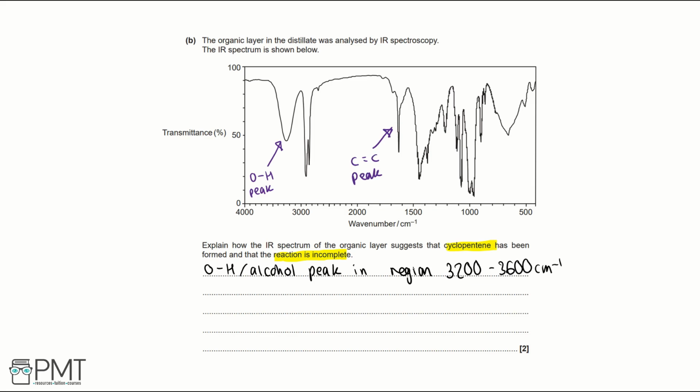If we start to write our second statement, we have our C double bond C, or our alkene peak. And the region that it's in is going to be between 1,620 and 1,680 centimetres to the minus 1. To get the 2 marks for this question, you get a mark for your statement about the alcohol peak, and then you get a mark for your statement about the alkene peak.